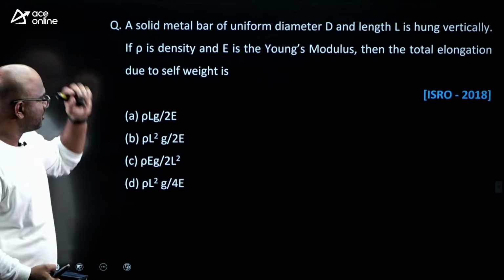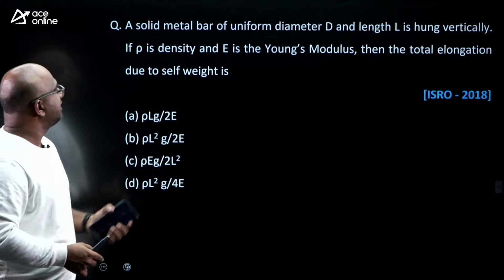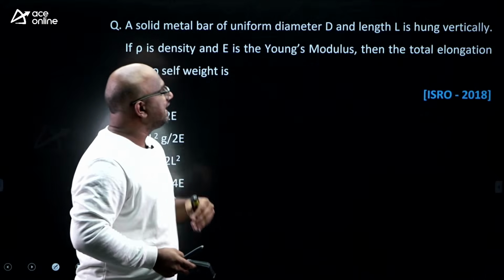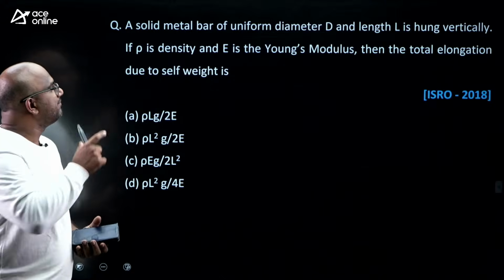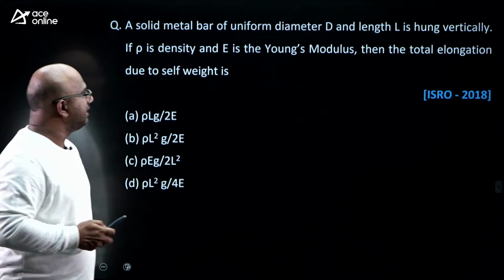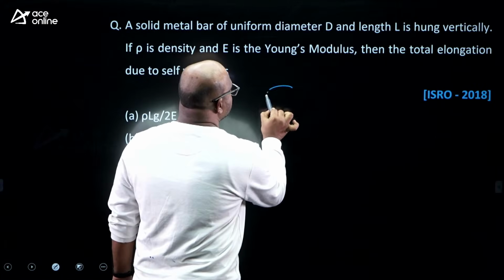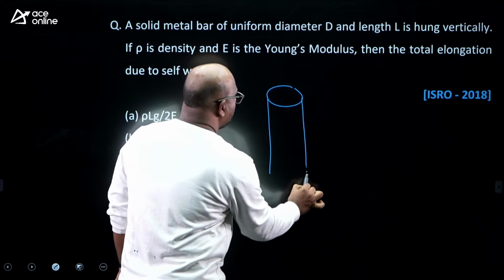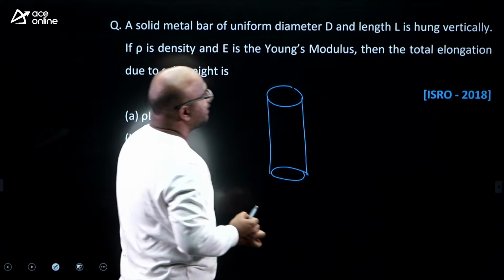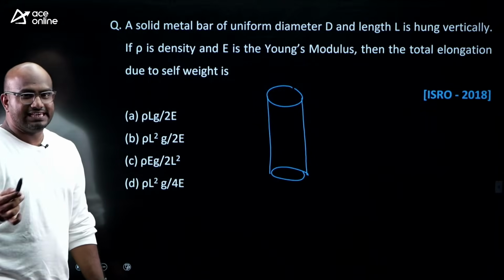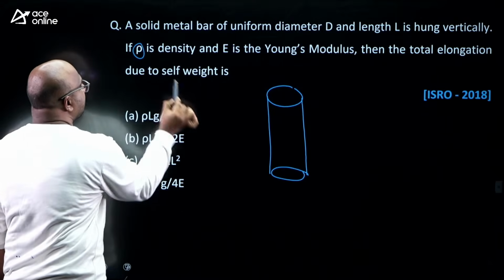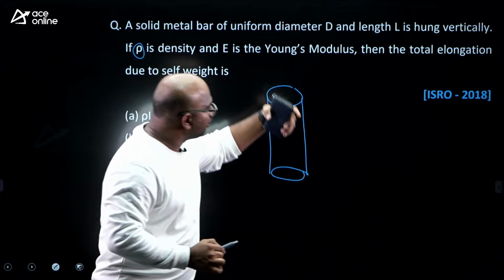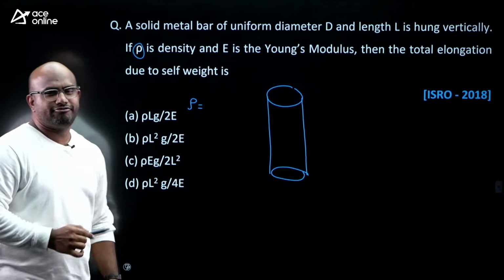Next, please go through this question. A very good question, guys. A solid metal bar of uniform diameter D and length L, hung vertically. It is given that rho is the density and E is the Young's modulus. Then total elongation due to self weight equals how much, guys?